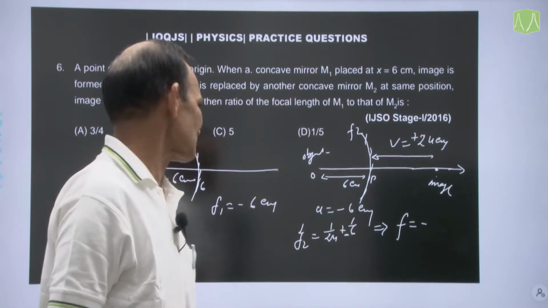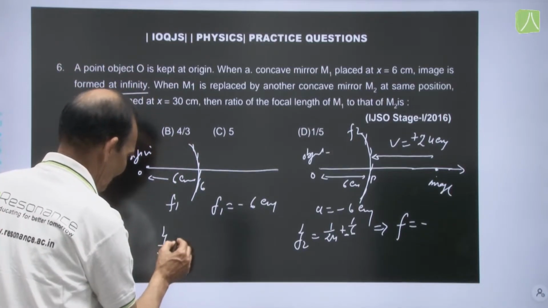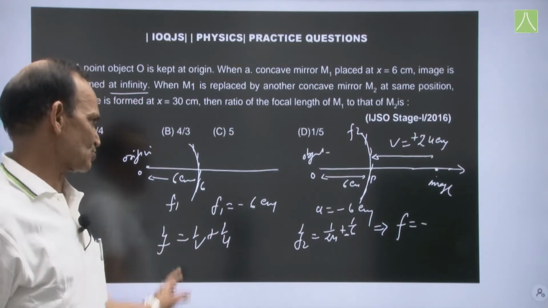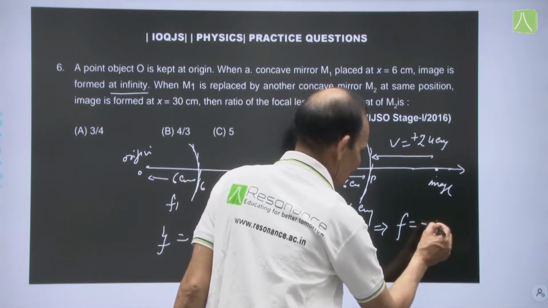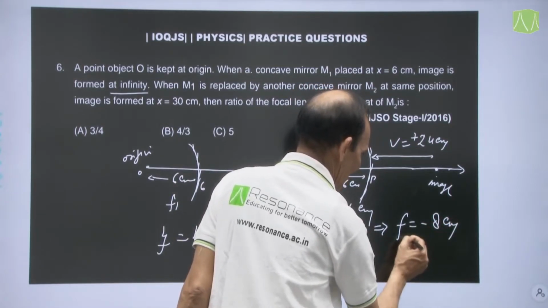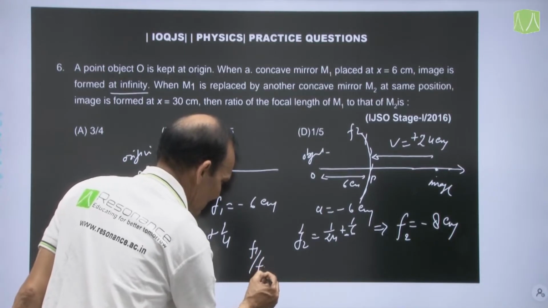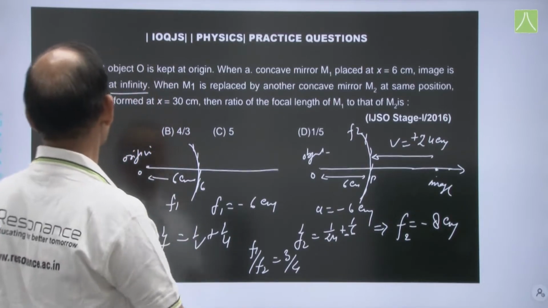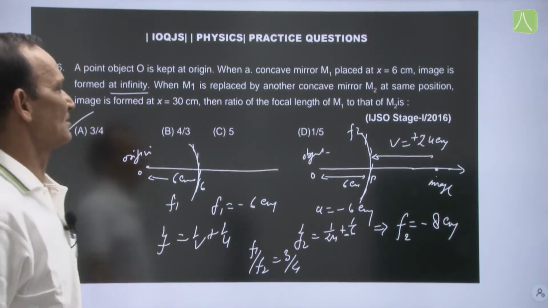u is minus 6, the formula is 1 upon f equals 1 upon v plus 1 upon u, v is plus 24, u is minus 6. If we solve, then f becomes minus 8 centimeter, that is f2. You have to find f1 by f2, that will be equal to 3 by 4. So the correct option is A. This is the correct option. Okay, this was question number 6.